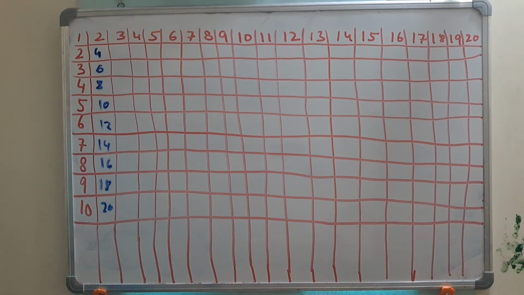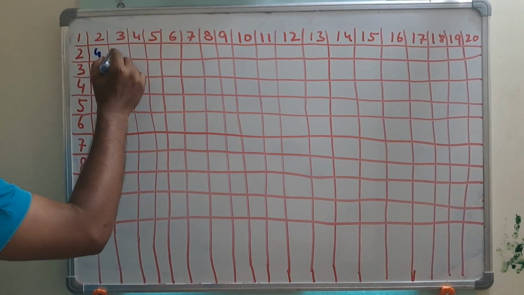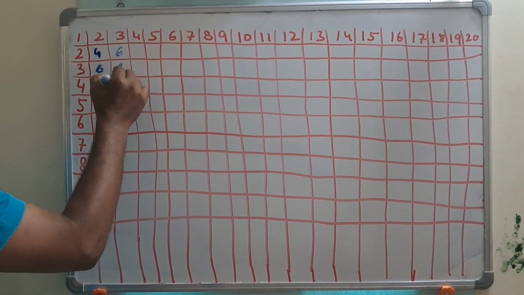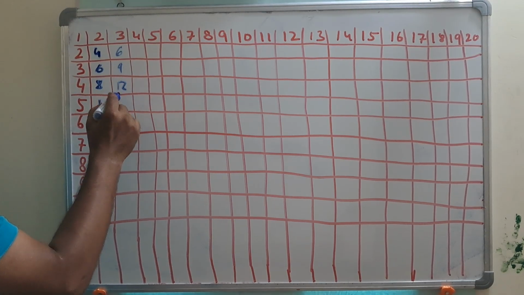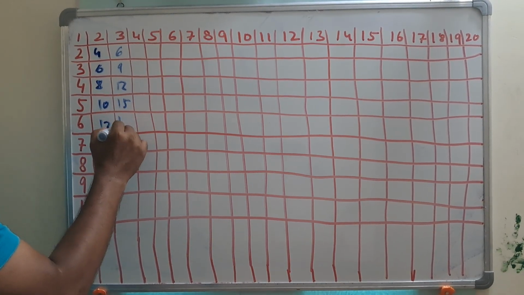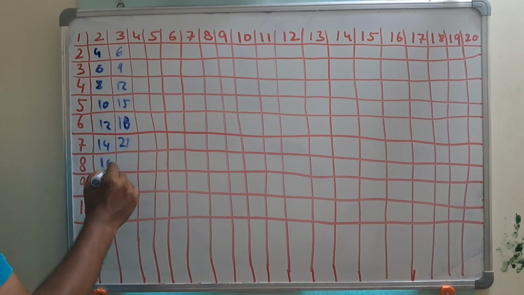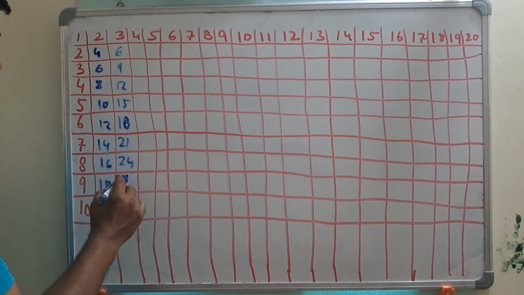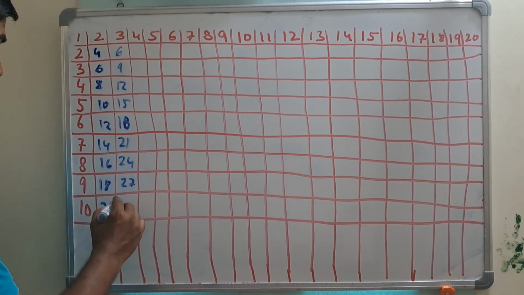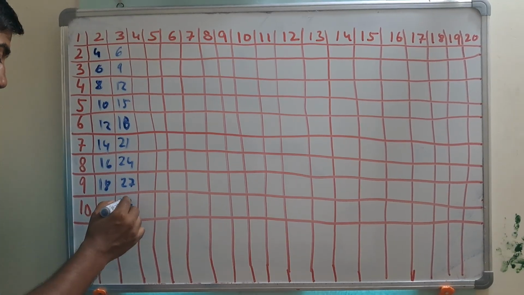Our next table is 3. 3 1 ja 3, 3 2 ja 6, 3 3 ja 9, 3 4 ja 12, 3 5 ja 15, 3 6 ja 18, 3 7 ja 21, 3 8 ja 24, 3 9 ja 27, 3 10 ja 30.